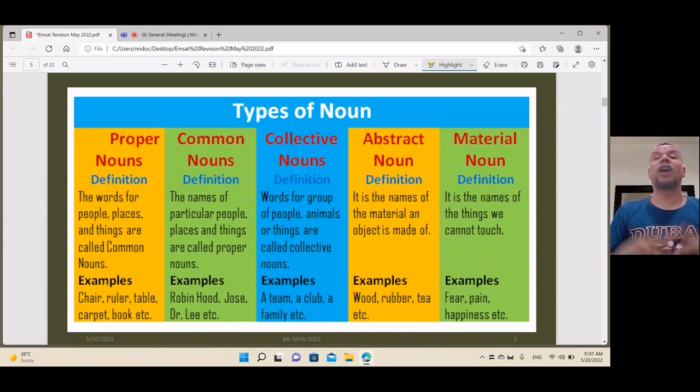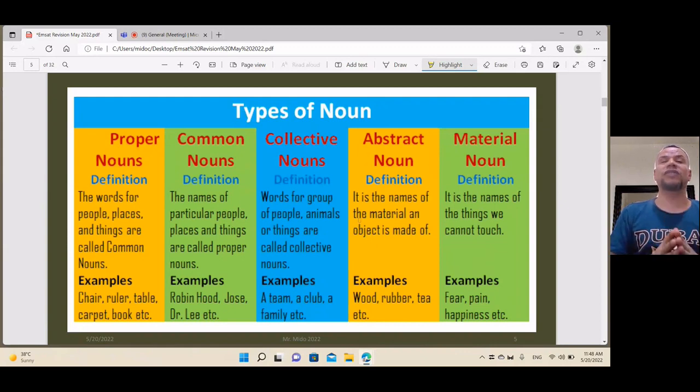Type 5 is concrete noun, the opposite of abstract, or material noun. A concrete noun means something you can touch, you can see. Like what? Like wood, tree, rubber, tea, sugar, and so on. All that are concrete nouns. Okay, so this is type 1.